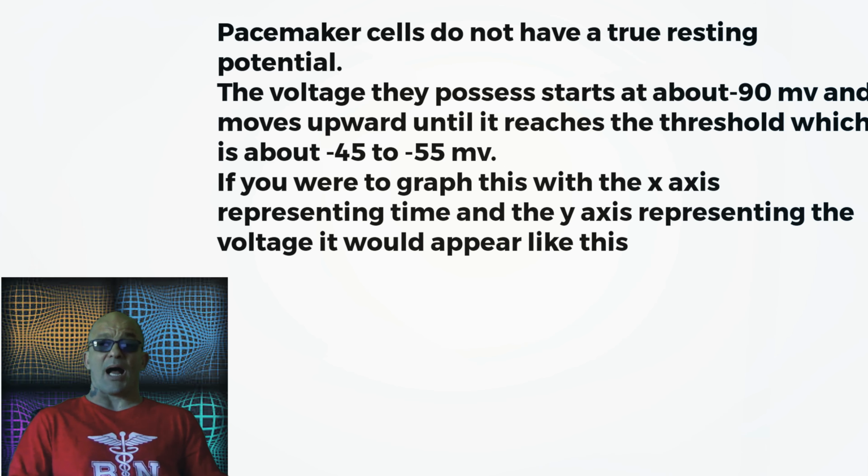Pacemaker cells do not have a true resting potential. The voltage they possess starts at around -90 millivolts and moves upward until it reaches the threshold, which is about -45 to -55 millivolts. If you were to graph this with the x-axis representing time and the y-axis representing the voltage, it would appear like this.